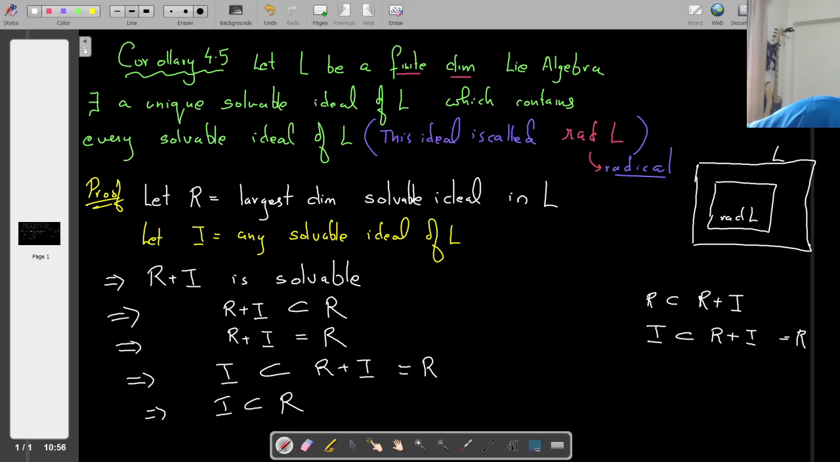I'll just connect my charger, because the battery went down. Okay, so that proves this particular result.